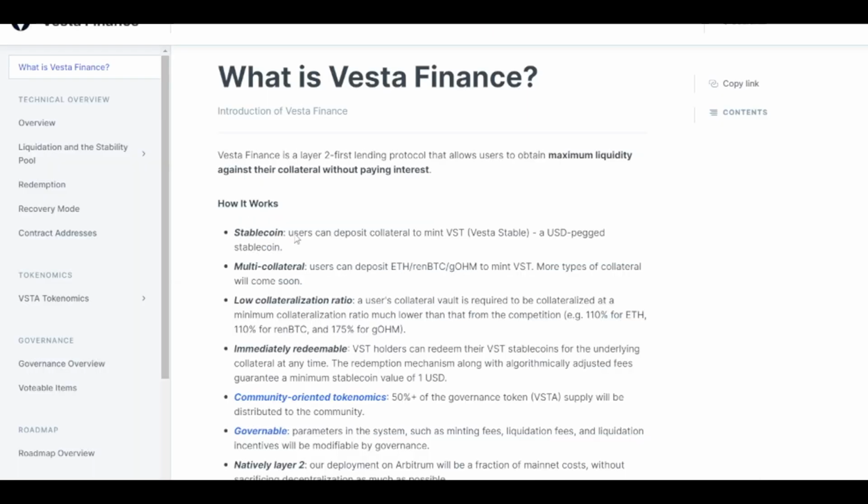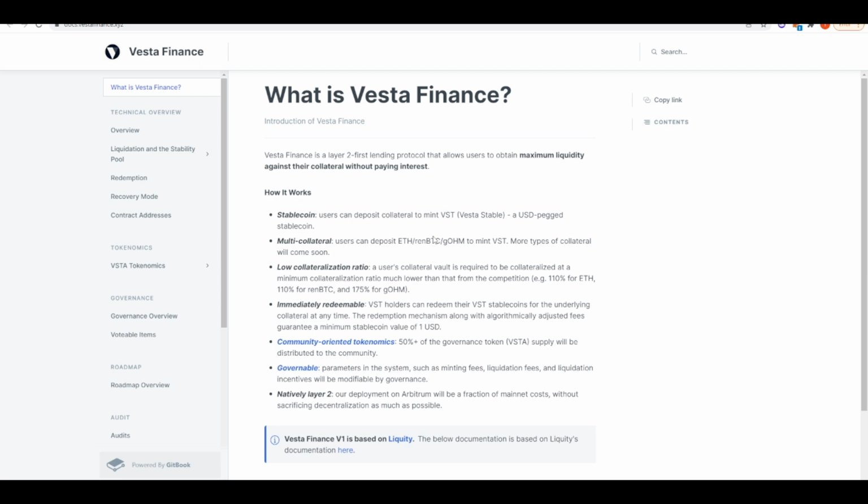Let's talk about Vesta. So Vesta Finance recently went live on its mainnet, I think on the 8th of February. So essentially what it is is liquidity on Arbitrum. Vesta Finance is a layer 2 first lending protocol that allows users to obtain maximum liquidity against their collateral without paying interest.